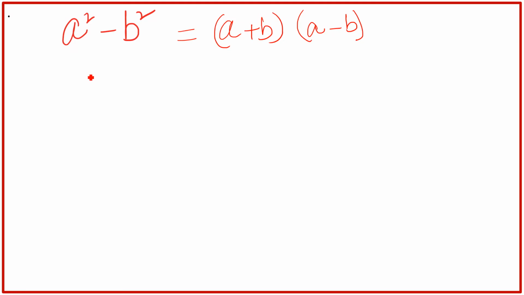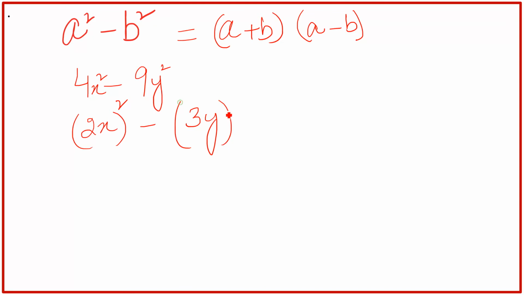Now, what does it mean? Suppose we have here 4x square minus 9y square. I can write instead of 4x square, 2x whole square. If I expand this, it is 4x square, minus instead of 9y square, I will write 3y whole square. So the square of the first term minus the square of the second term. Here instead of a, we have 2x, and instead of b, we have 3y. So this is called a square minus b square.